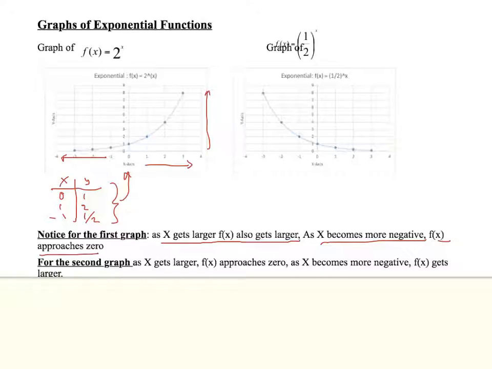Now we're going to see the graph f of x is equal to 1/2 raised to the x power. So again, we can do a table to get a couple of points, but we always know one point for sure on exponentials, and that is what? When x is 0, y is 1. So we always have that point for an exponential, which is the y-intercept, right?